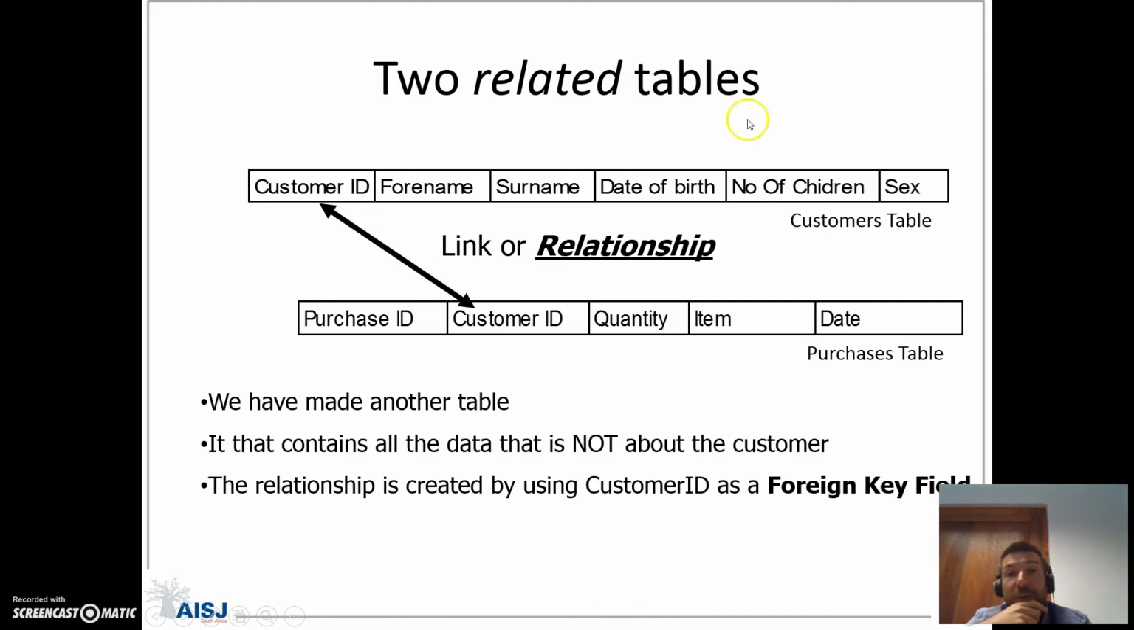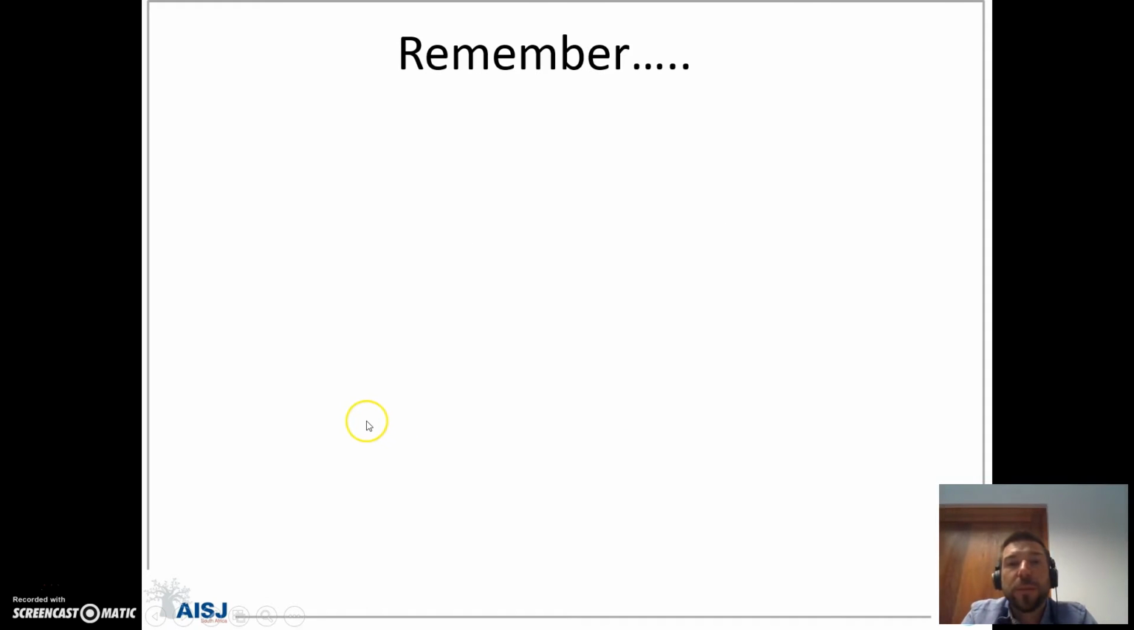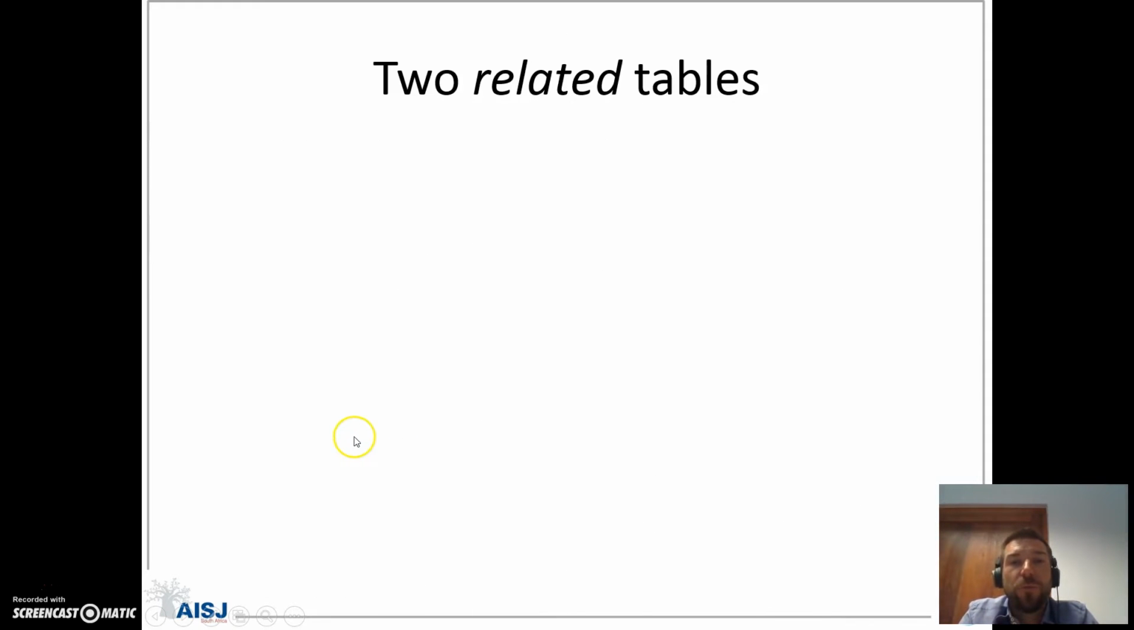So that's the second rule of normalization. Remember what it was? You need to decide what a table will contain data about. So this is a table that's going to have data about the customers. Everything that's not to do with the customer goes into a new table, and you create a foreign key field so that it remains linked.